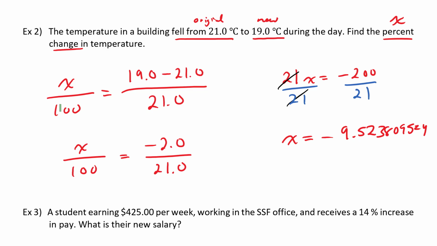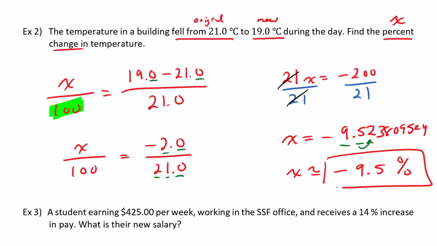Significant digits now. Remember, this is an exact value. We're subtracting, going with the fewest number of decimal places. This has 1 decimal place. Now we're multiplying and dividing. This has 3, this has 2. So we'll round this off to 2 significant digits. We put the percent sign at the end. So the answer to this is, the percent change is negative 9.5%. Now notice, we've gone from 21 to 19. So the negative sign indicates it has decreased.